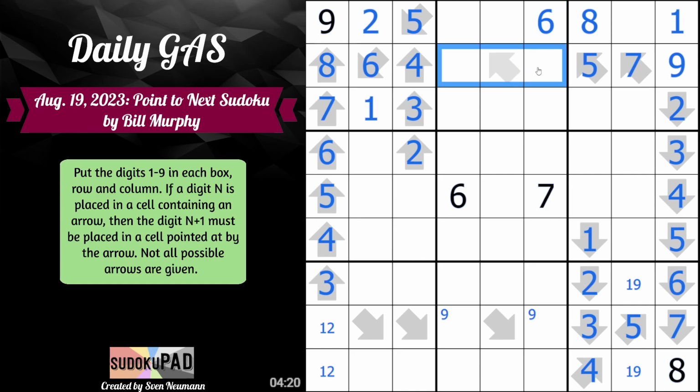So we're left with our 1, 2, 3 triple here. Whatever digit goes here, oh, okay.